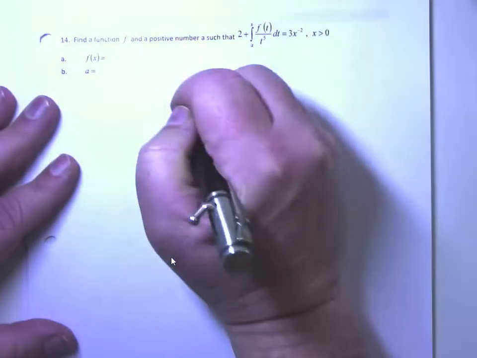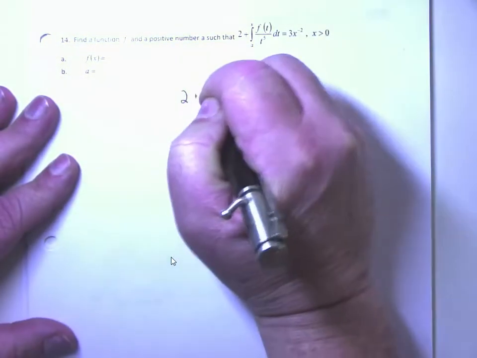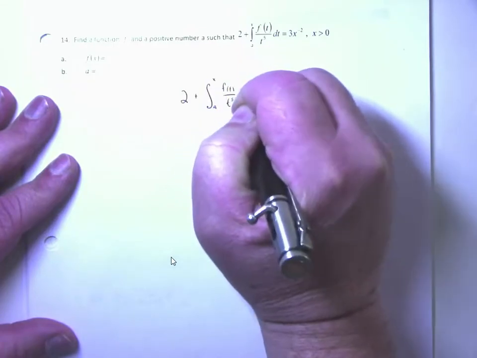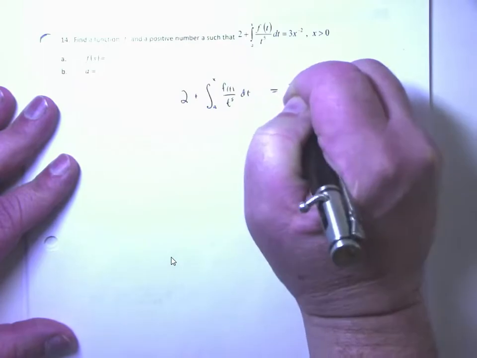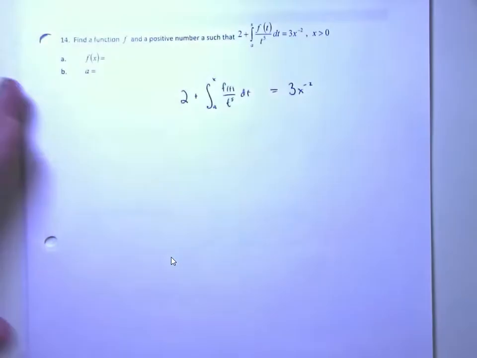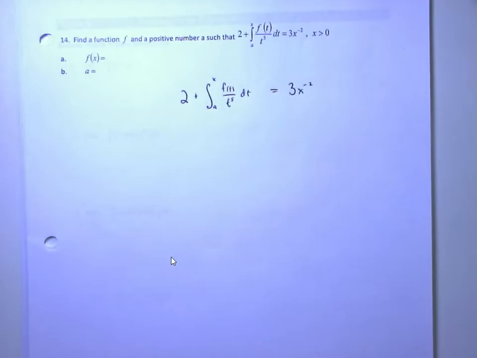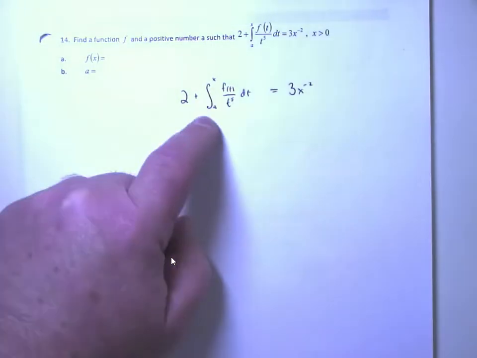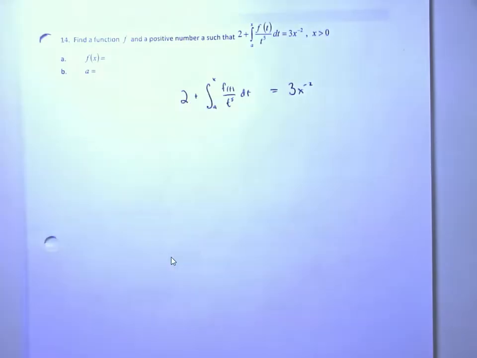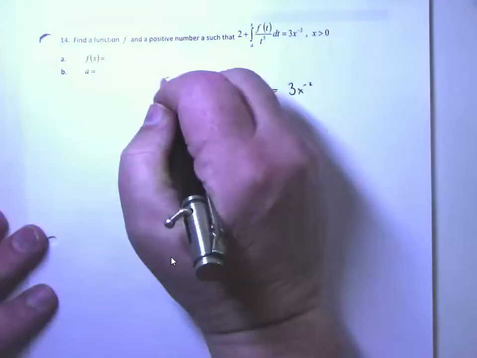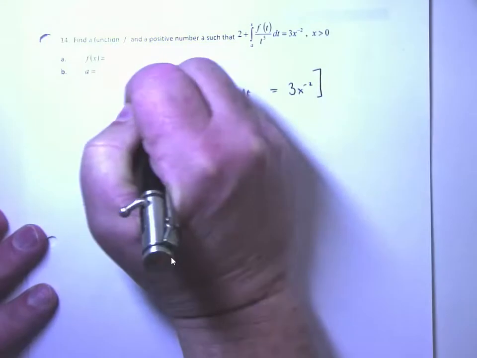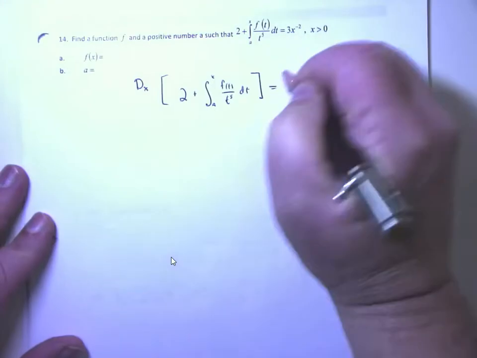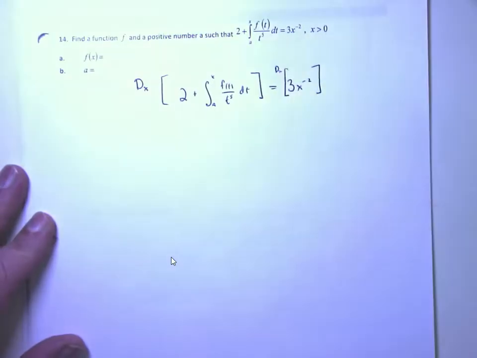The first thing I'm going to do is take my function, 2 plus the integral from a to x of f of t over t to the fifth dt, which is equal to 3x to the negative 2. And I've got to figure out what f is. You will notice that the function is located inside this integral from a to x. What gets rid of an integral? Derivative. That's that fundamental theorem of calculus. So I'm going to take the derivative with respect to x of this entire equation, which means what I do to one side, I do to the other.